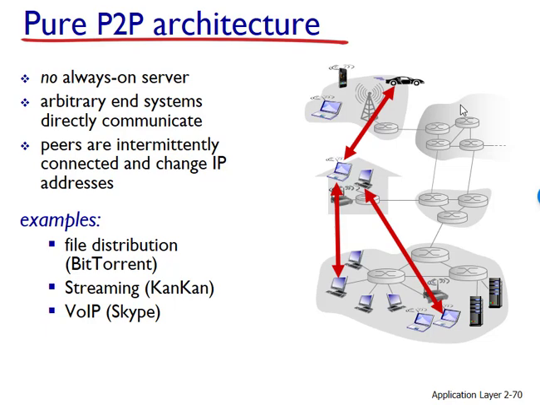Peer-to-peer architecture, on the other hand, requires minimal or no reliance on always-on infrastructure servers. Instead, pairs of intermittently connected hosts, called peers, communicate directly with each other. The peers are not owned by a service provider, but are instead desktops and laptops controlled by users just like you. In this lesson, we'll examine two different applications that are particularly well suited for peer-to-peer design.